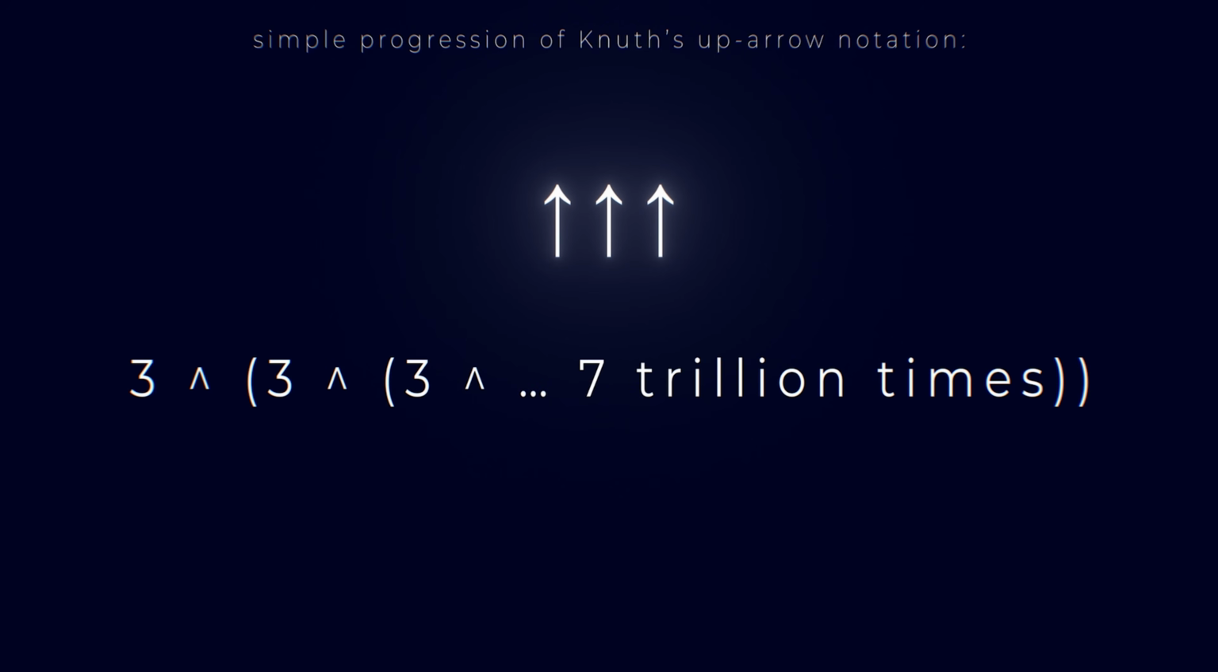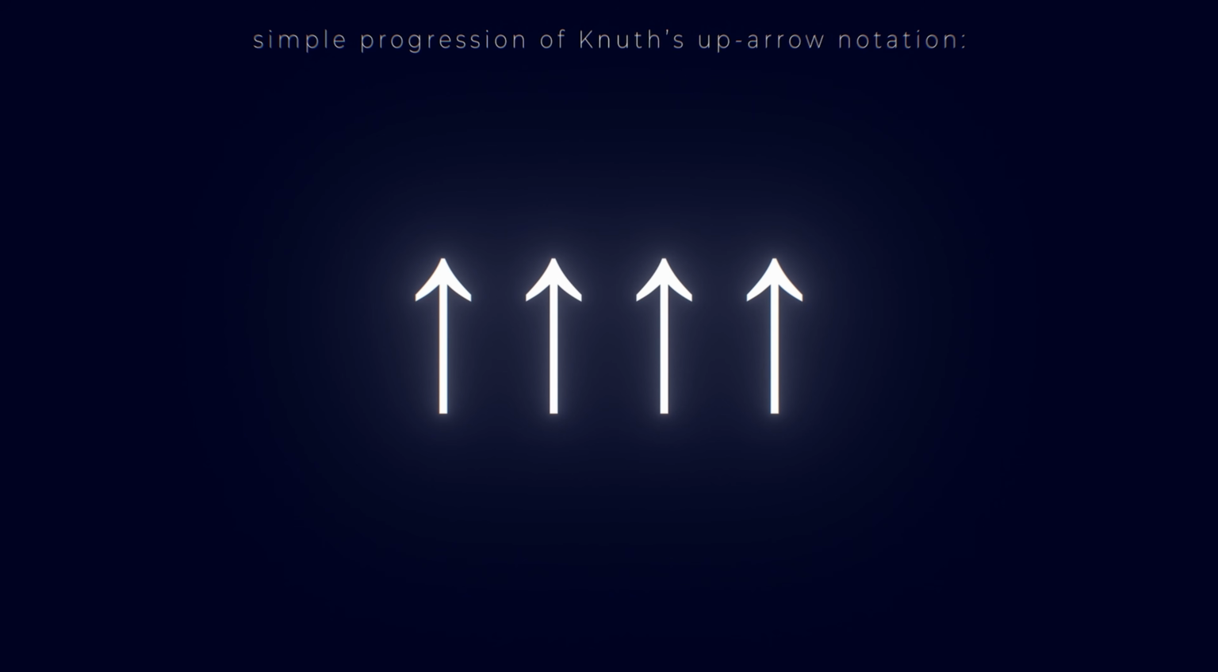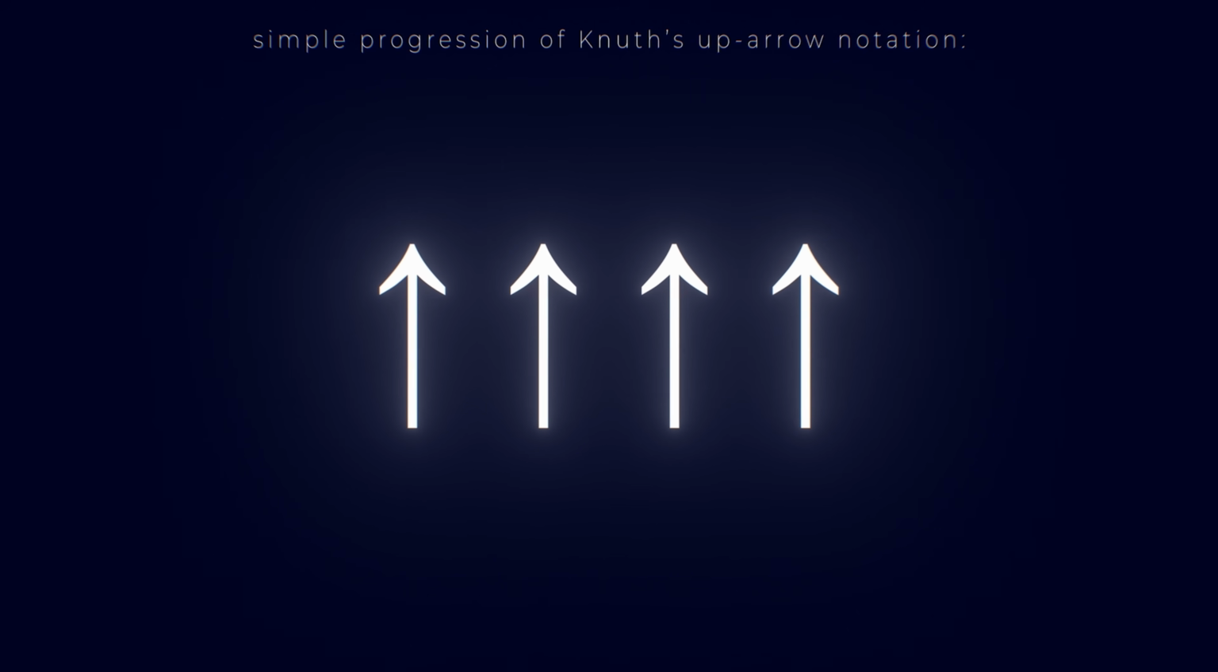3 triple up 3 represents 3 raised to itself over 7 trillion times. This result is a number so massive it's practically impossible to express fully. Now, let's take things further by adding just one more arrow, making it 4 arrows, and see what happens.